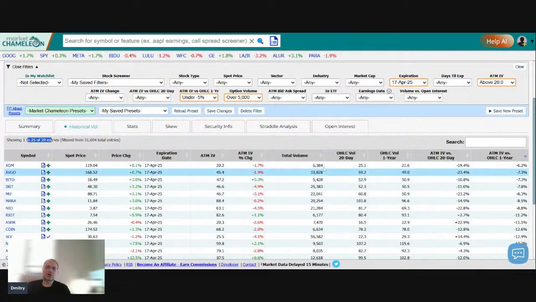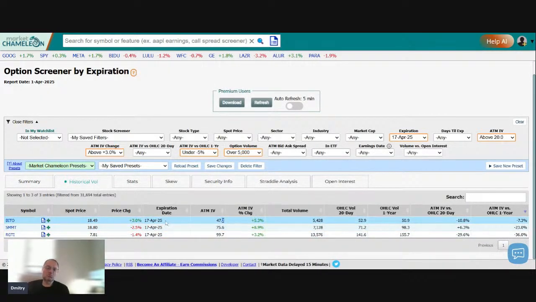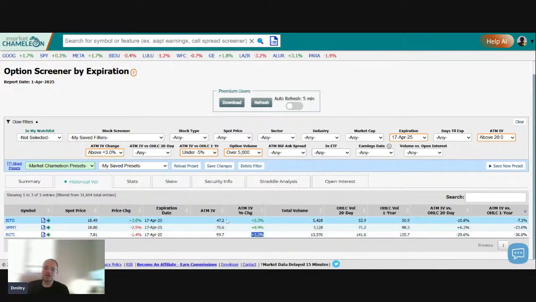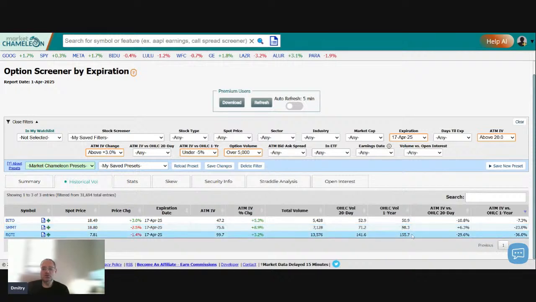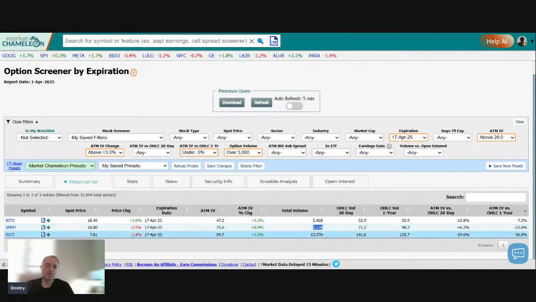Let's say that they're upticking on a day, maybe reverting back. So we're going to put at the money IV up 3%. All right, so there's 3 of them. So you can see here, on April 17th, we have 3 candidates where the implied vols are heading back up, but they're not yet at their historical long-term average. Okay, they're still below. And of course, over 5,000 contracts trading in that expiration.